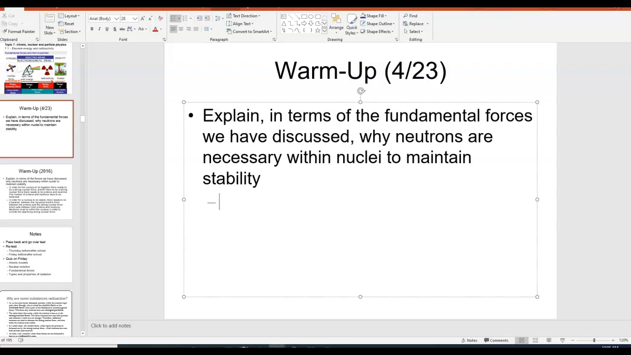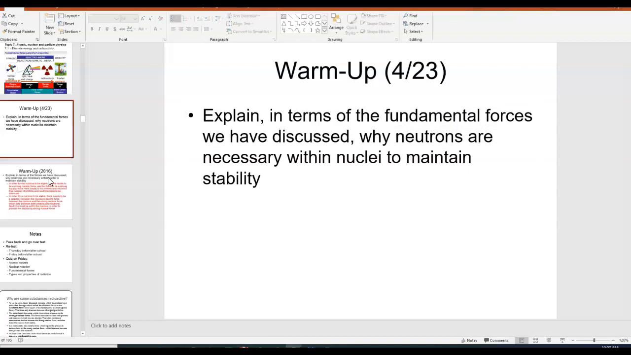On the next slide, I have a response. I'm not going to say it's the perfect response, but it is a response that I believe answers the question pretty well. Make sure that when you're doing an explanation question, you address each part of the question. So explain in terms of the fundamental forces. That means you need to reference the fundamental forces by their correct names. Okay. Then you need to address why neutrons are necessary within nuclei to maintain stability. Okay. So think about what we've talked about before and try to answer that question. Okay. So on the next slide, I'm going to show you the answer that I came up with.